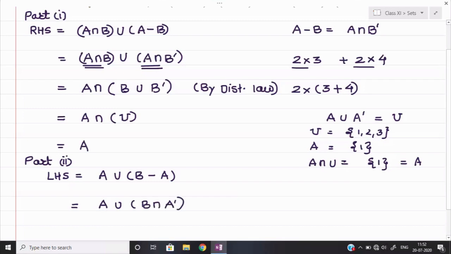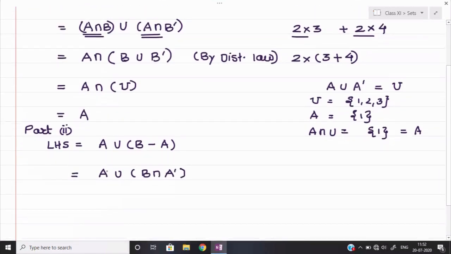Now in a similar way, if I apply the distributive law as I applied earlier, observe: A union, I am distributing over B as well as over A dash. So this will become A union B, one set, then intersection, because B intersection A dash gives A dash over here, and then again A union A dash. This I have applied with the help of the distributive law.